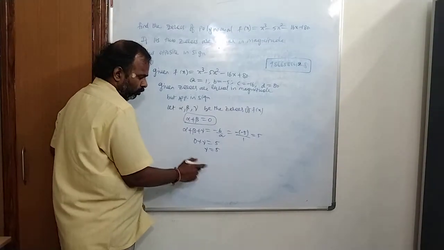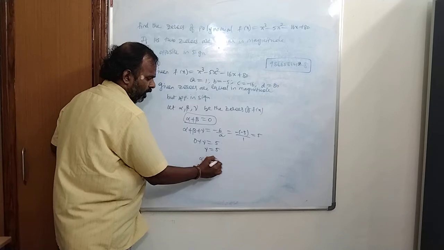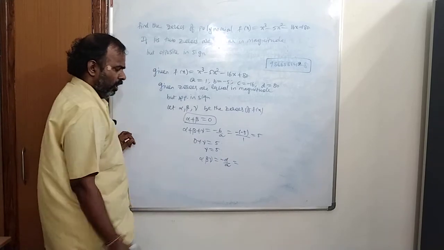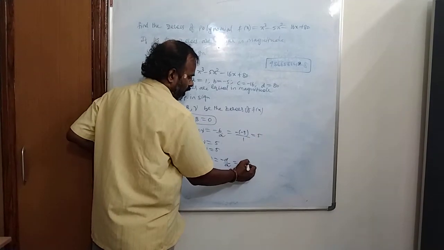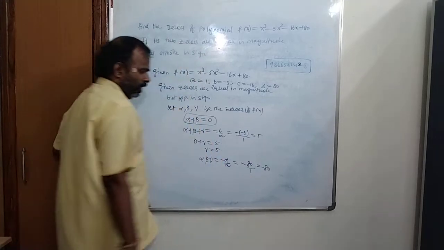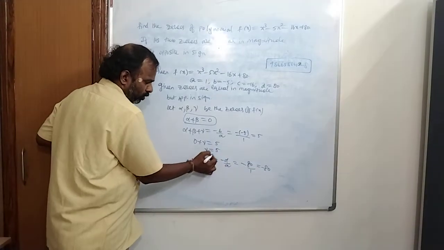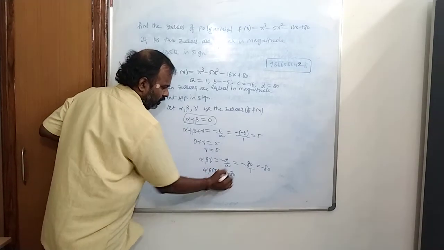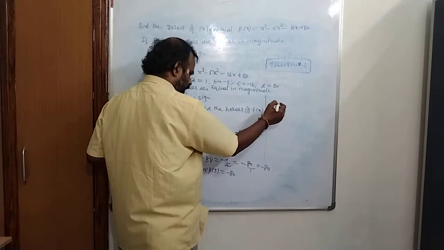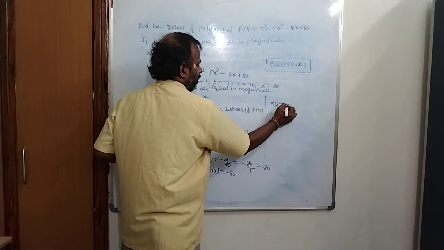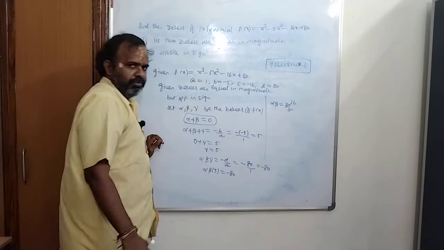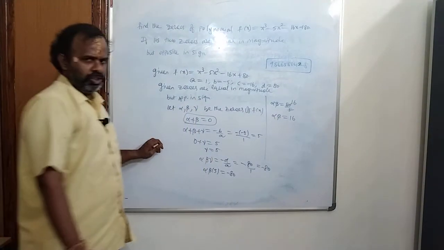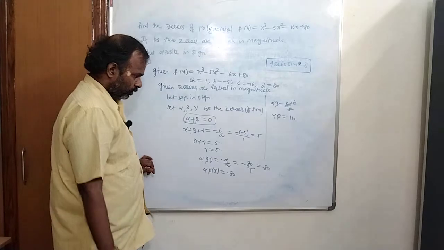So now alpha, beta, gamma, product of zeros if you take, it is minus d by a. So minus d is minus 80 by 1, that is minus 80. Now gamma is 5. So alpha beta into 5 is equals to minus 80. So alpha beta is equals to minus 80 by 5, that is minus 16. So alpha beta is equals to minus 16.